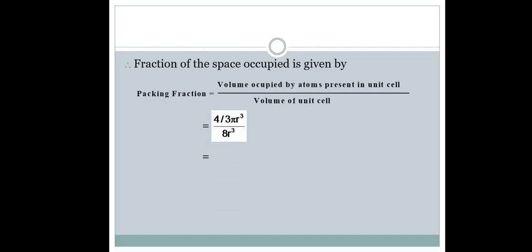So 4/3 πr³ is the volume occupied by the atoms, and 8r³ is the volume of the total unit cell. Out of 8r³, how much is occupied? 4/3 πr³. That is the fraction we are trying to understand. So the total volume is 8r³. Out of the total volume, how much is occupied in a simple cubic unit cell? 4/3 πr³. If we simplify this, r³ and r³ cancel, and what I get is π/6.